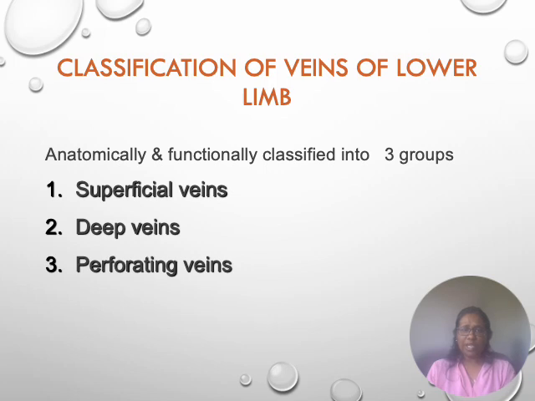Moving on to the next heading, classification of veins of lower limb. Anatomically and functionally, the veins of the lower limb are put into 3 groups. First one, superficial set of veins. Second one, deep set of veins. Third one, joining the superficial to the deep set are the perforating veins, or simply called perforators.